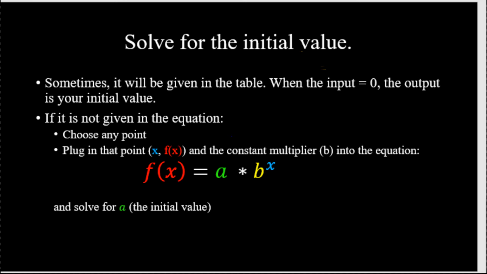Only our equation for exponentials is f of x equals a, which is our initial value, times b, where b is the constant multiplier, to the x power. So we're going to pick an input and an output, and plug those in. We'll plug in our output for f of x, and our input for x. We will have already found our constant multiplier b. We'll plug that in for b, and then we'll just solve for a, which will be our initial value. It might sound really convoluted, so let's actually look at an example and see how to do that.